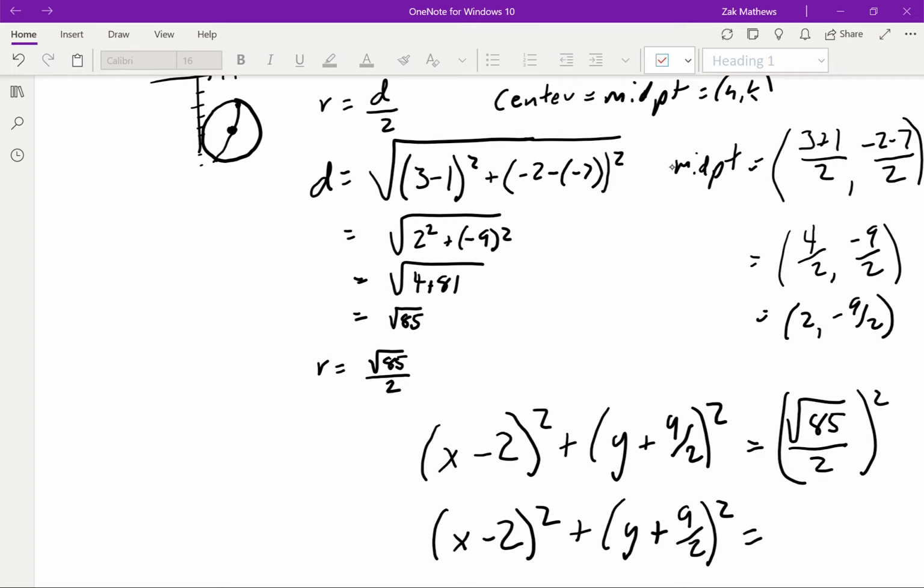But on this right-hand side, that square root goes away. We do have to remember to square the 2. So on the denominator, we get 4. So on that right-hand side, we get 85 over 4. And that is our r squared. And that's our equation.